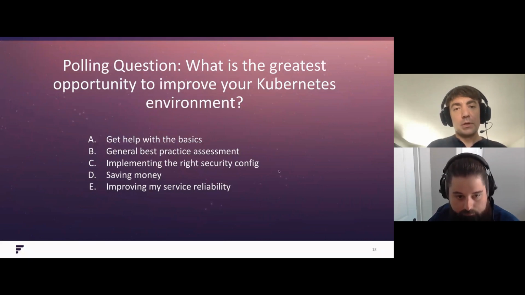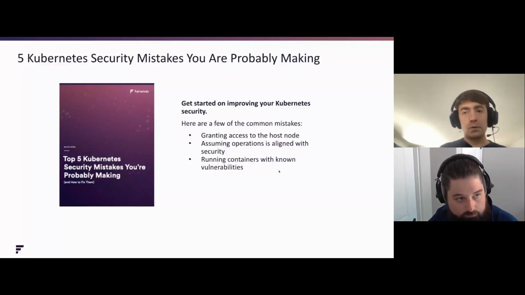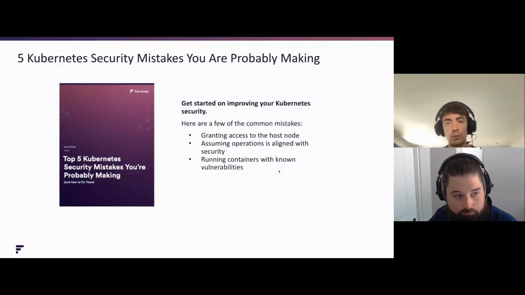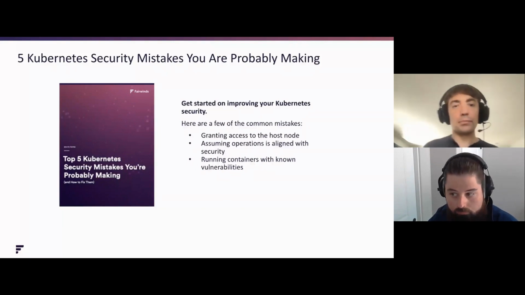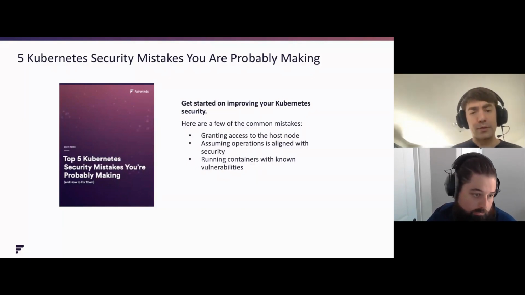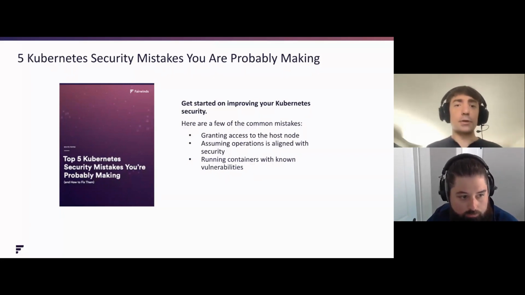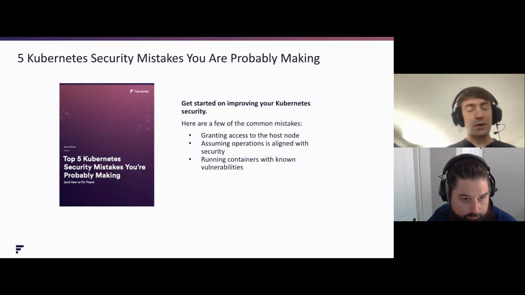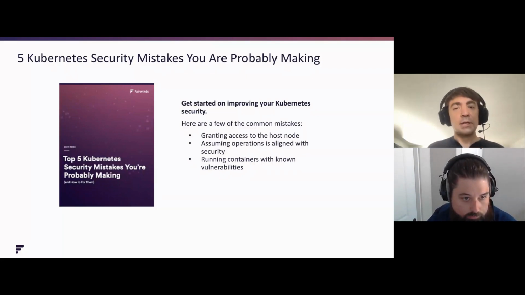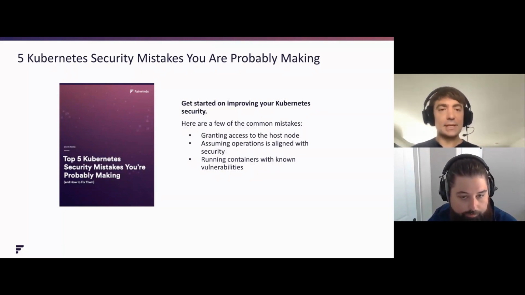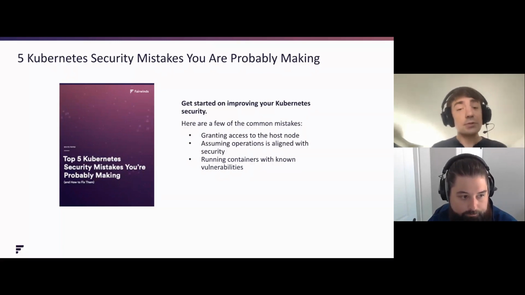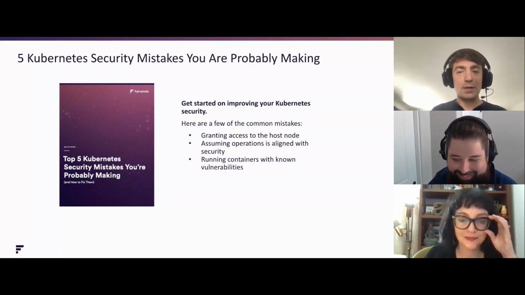Cool. Well, I think we're ready to do some QA, but while we do that, I just wanted to call out we do have a white paper available that I think we can send out a link to after this presentation on 5 Kubernetes security mistakes that you are probably making. Things like granting unnecessary access to the underlying host and making sure that all your containers don't have vulnerabilities, things like that. So this is a great guide if you're interested in Kubernetes security, as 30% of you said you were, I think that'll be a good guide for you.